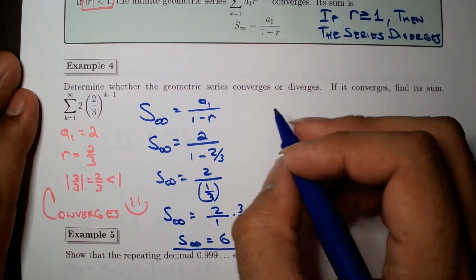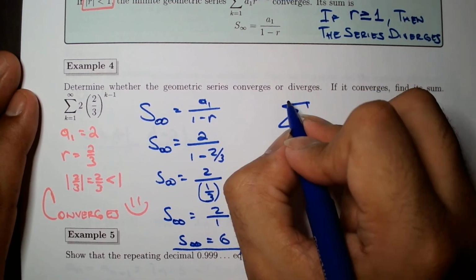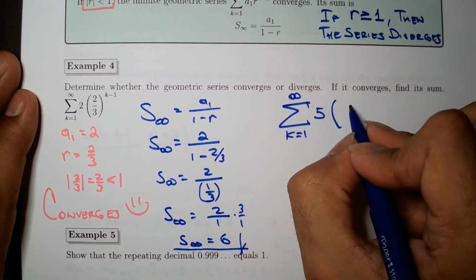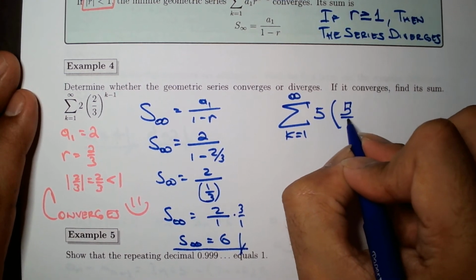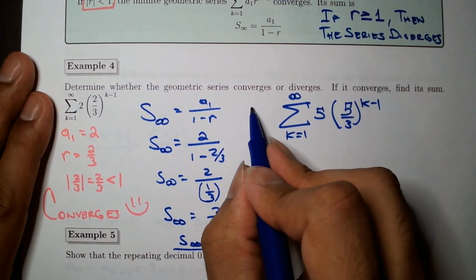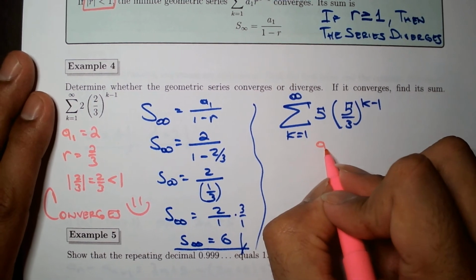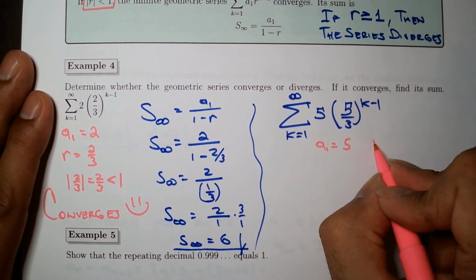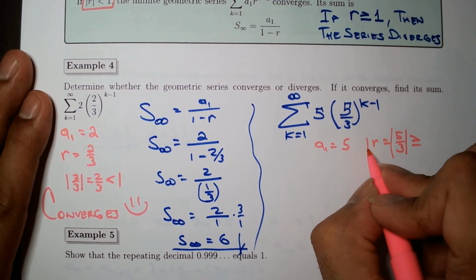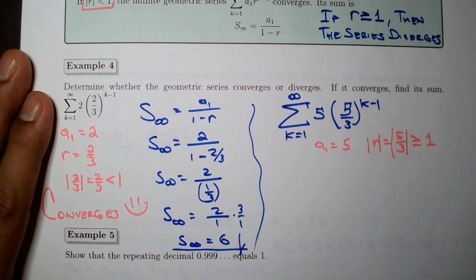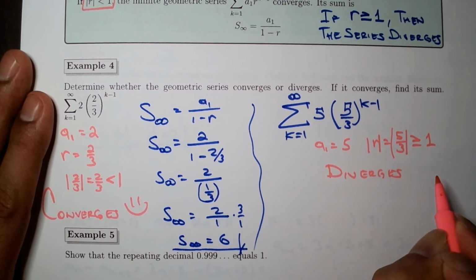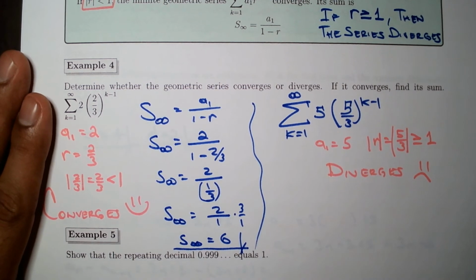Let me make up another series that is going to be divergent. Very similar: k equals 1, let's put 5 times (5/3) to the k minus 1. In this case, a sub 1, the first term, is 5, and r equals 5/3. But notice the absolute value of r is greater than or equal to 1, so for this reason, this diverges. This series blows up.